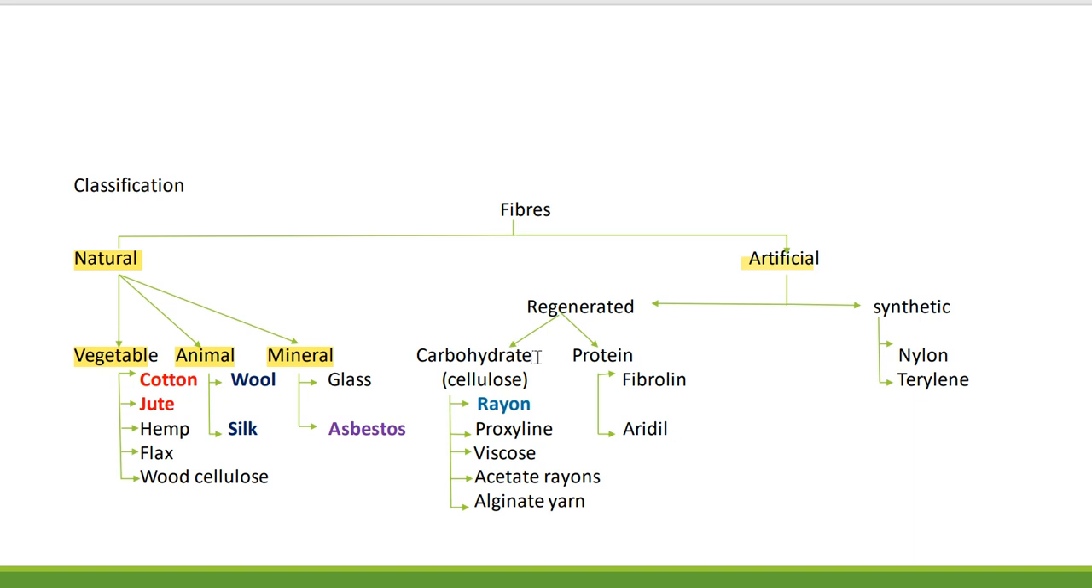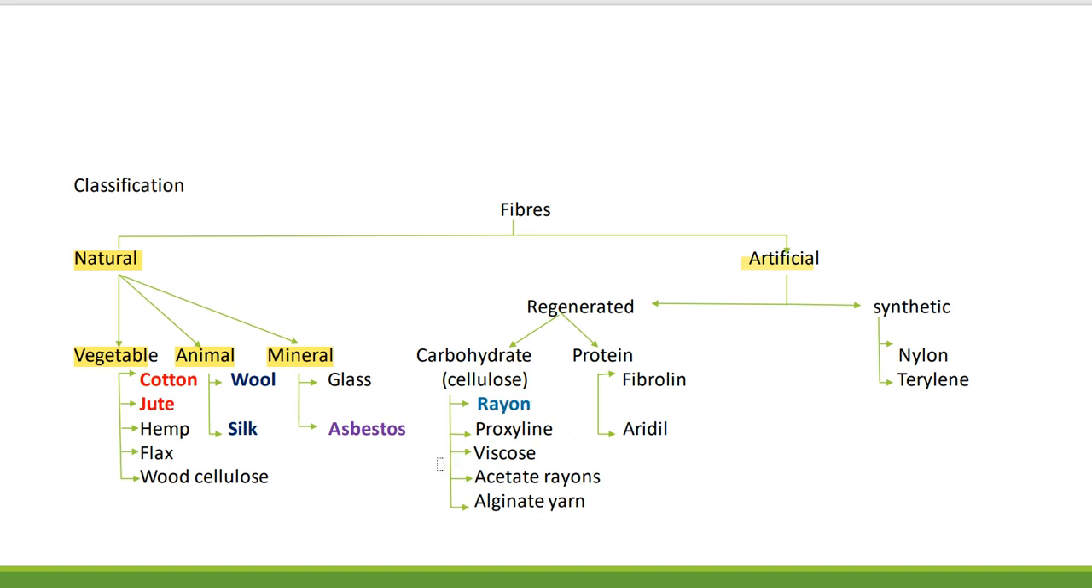Then you have artificial fibers, which may be regenerated and synthetic. In regenerated you have carbohydrates which contain cellulose, that is rayon, cuprammonium rayon, viscose, acetate rayons, and alginate yarn.